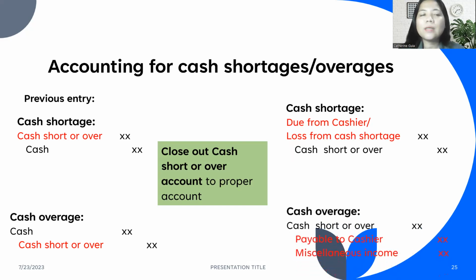How about overage? If the cash was found out to be the money of the cashier, you have a credit of payable to cashier, or if it's attributable to miscellaneous income, then you credit miscellaneous income and you debit cash short or over. So this is how you close out your cash short or over to the proper account.